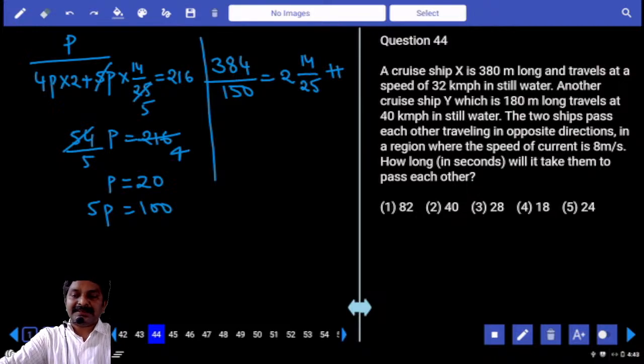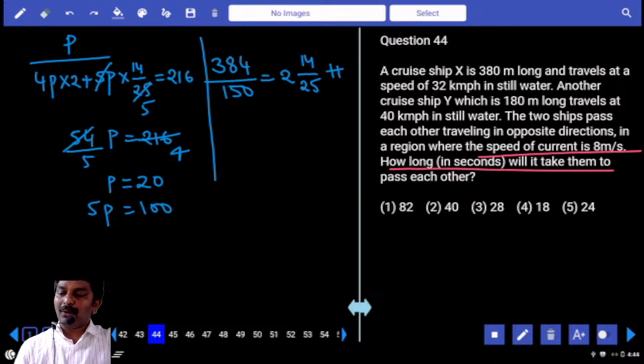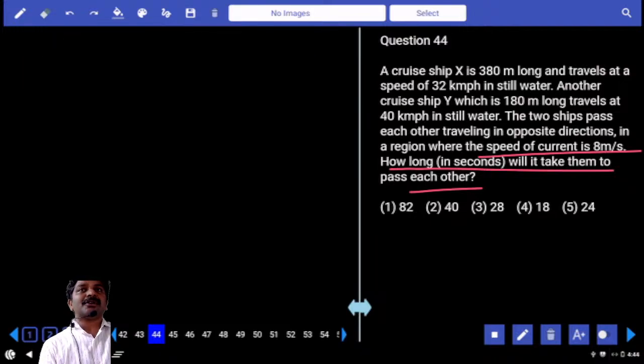A cruise ship X is 380 meters long and travels at a speed of 32 km per hour in still water. Another cruise ship Y, which is 180 meters long, travels at 40 km per hour in still water. The two ships pass each other traveling in opposite directions in a region where the speed of the current is 8 meters per second. How long will it take for them to pass each other? Okay. If a ship wants to cross another ship, how long? We were asked to calculate time, that is distance by speed.